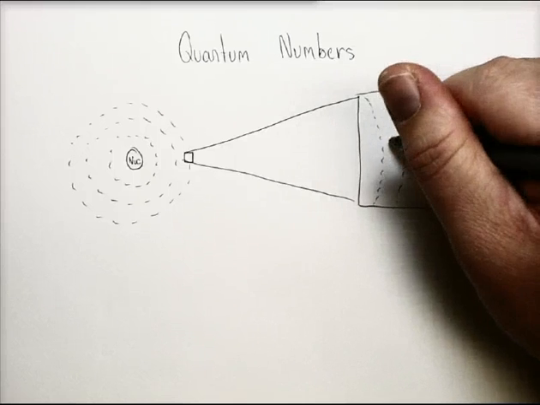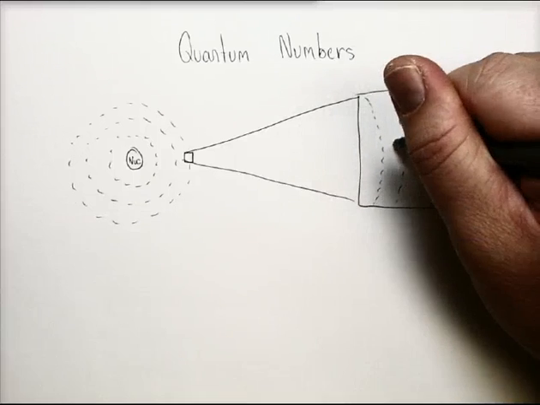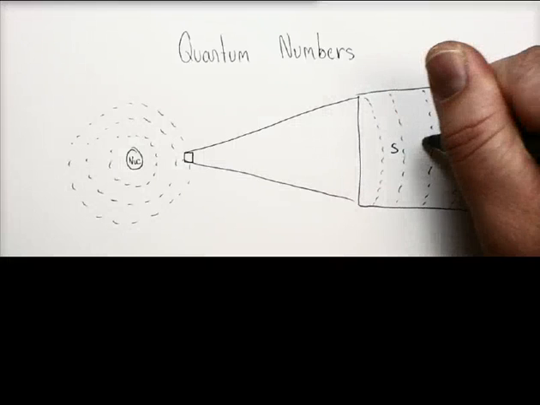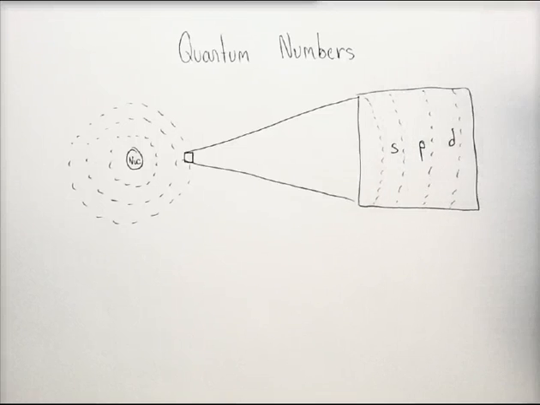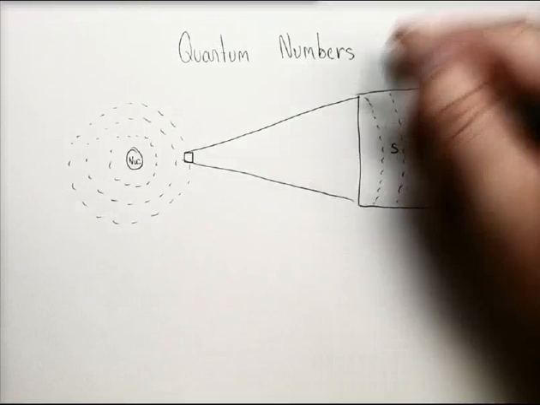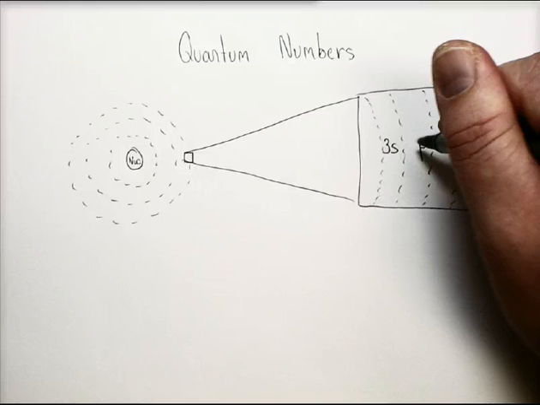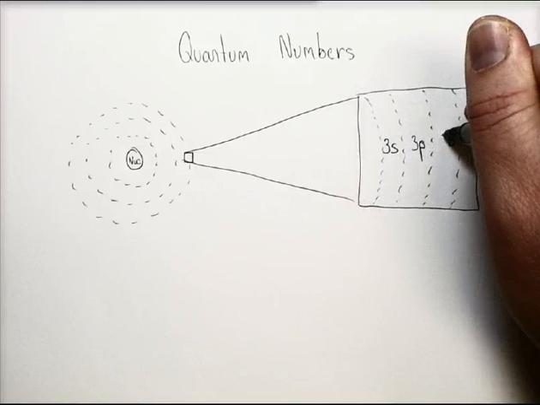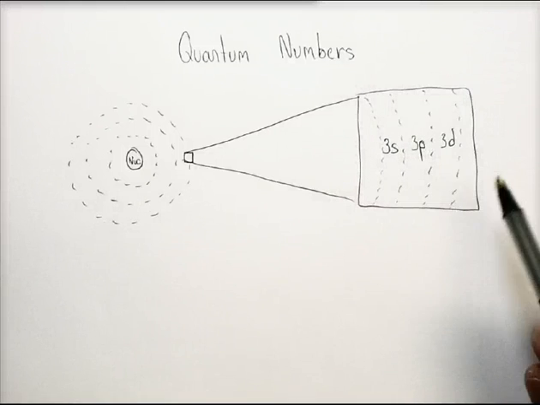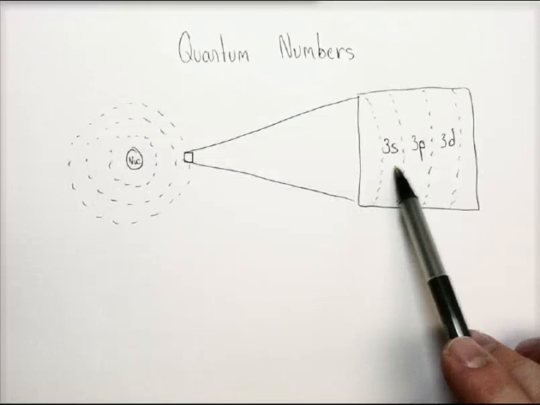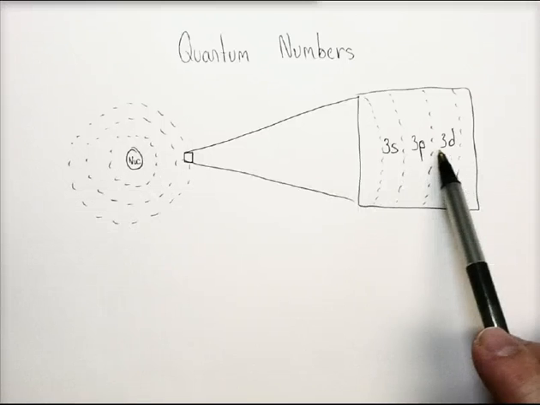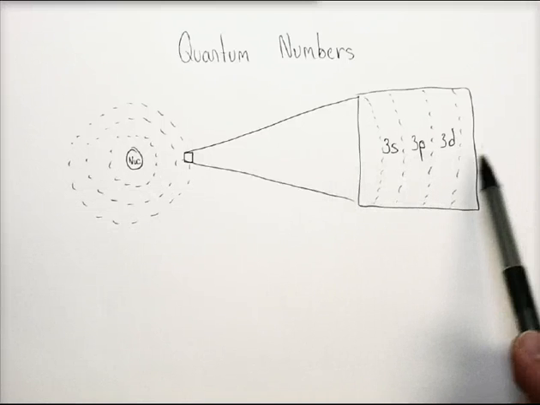And each different part has a different name. We call the one closest the S sublevel. The next closest is called P, and then the next closest is called D. All of these are in the third energy level, so we would refer to this as 3S, 3P, and 3D. So that's just saying that we can divide this energy level up into different areas, depending on whether they're closer or farther away from the nucleus, and we call those sublevels.